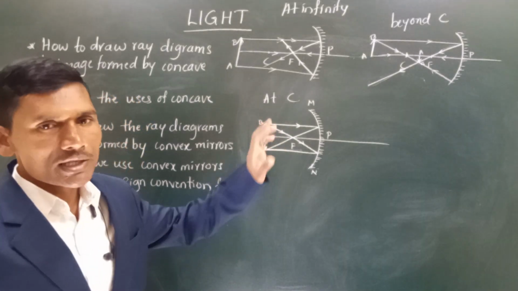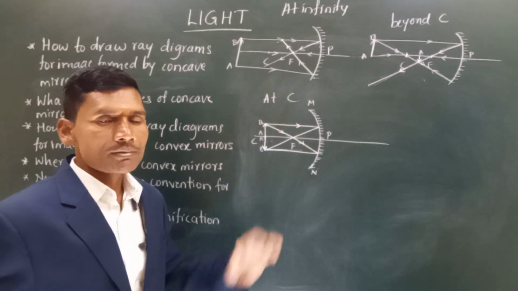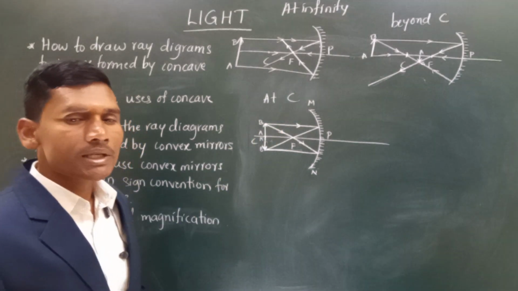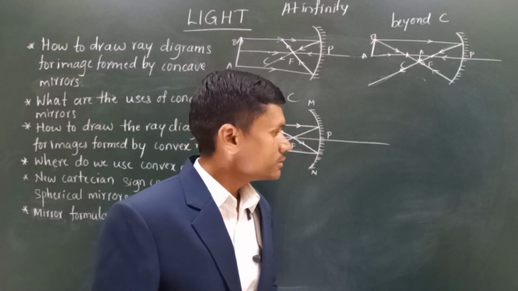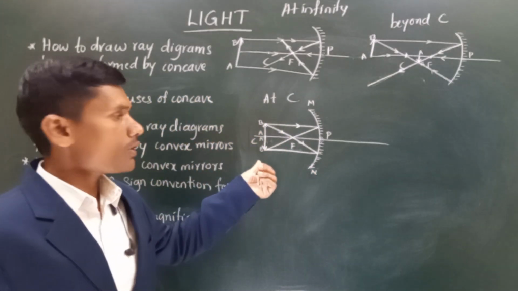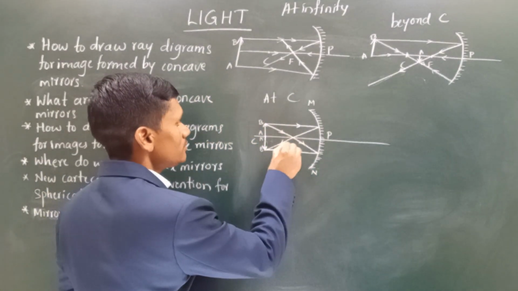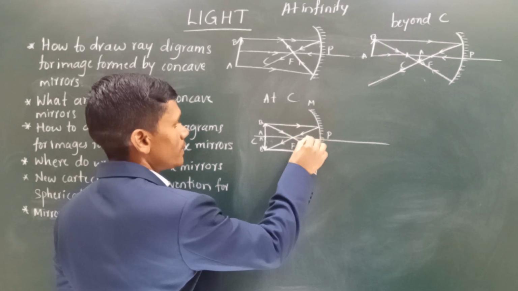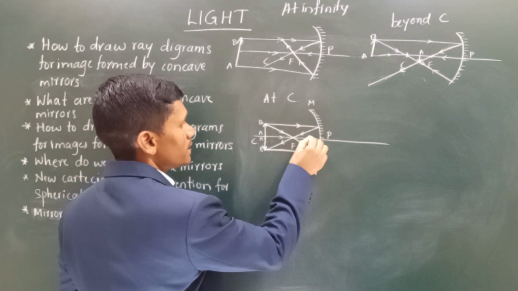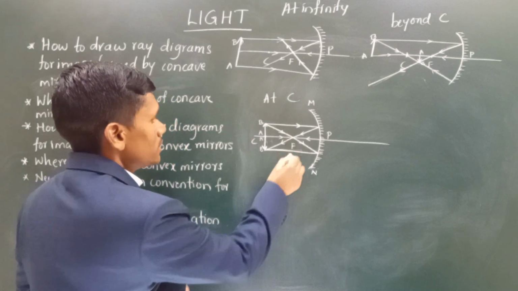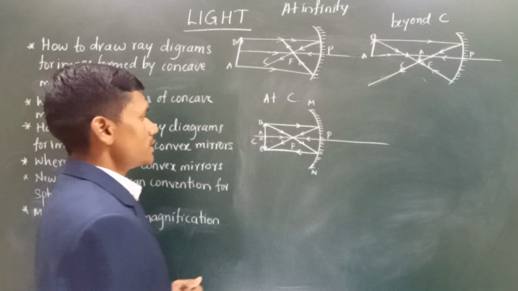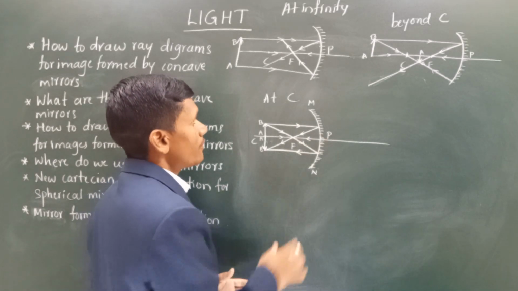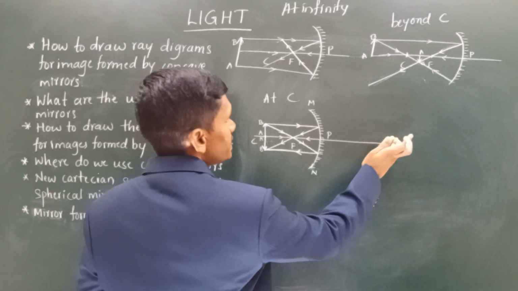Questions will be arising based on these types of ray diagrams. When the object is at C, where will the image be formed in a concave mirror? That is at C. It is formed at C. You need to show the propagation of light. A ray which is passing along this principal axis follows the same path. Here you need to show these arrow marks properly. Okay, this is when the object is at C.